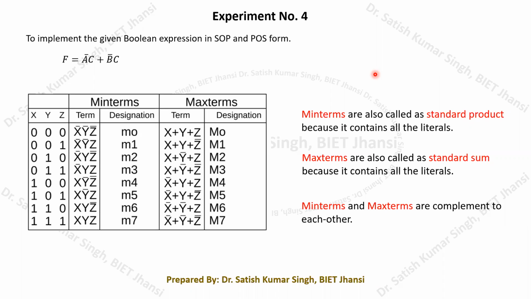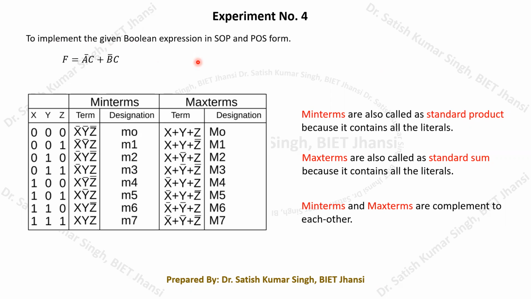So today in this video, we are going to perform our experiment number 4. And the objective of this particular experiment is to implement the Boolean expression in SOP and POS form, where SOP stands for sum of products and POS stands for product of sum.